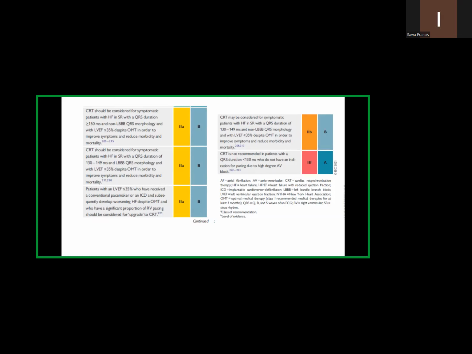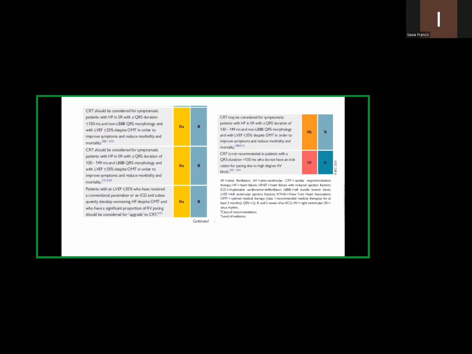Class 2B indication says that CRT may be considered for symptomatic patients with heart failure and sinus rhythm with a QRS duration of 130 to 149 milliseconds and non-LBB QRS morphology with LV ejection fraction less than or equal to 35% despite optimal medical therapy in order to improve symptoms and reduce morbidity and mortality.